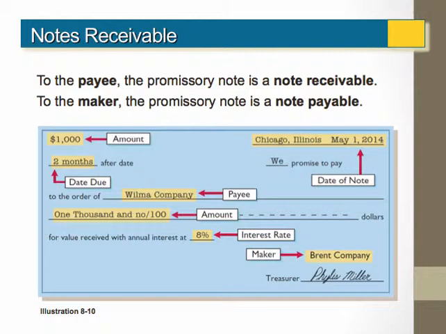The dollar amount, and notice we have it written out both in numbers in the top left-hand corner, but also written in text, to make sure that everyone knows for sure exactly how much has been promised to be paid. Also, the interest rate on an annual basis, and finally the last part here is the maker, and the maker is the borrower who has agreed to pay the note.